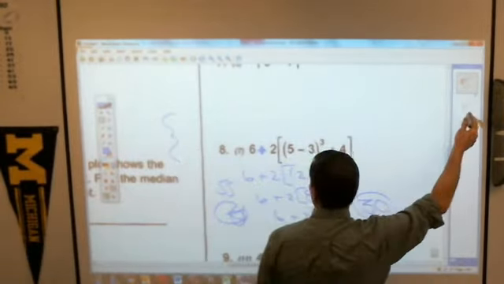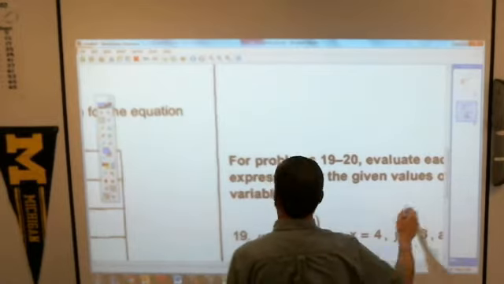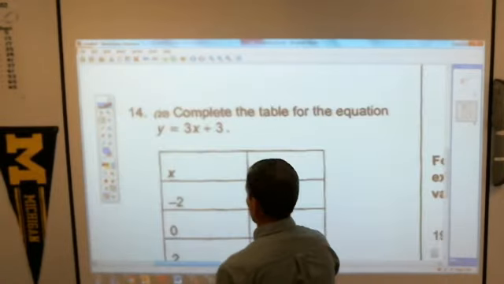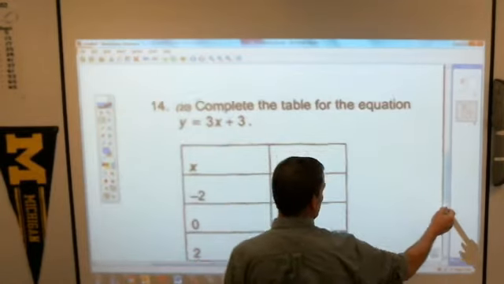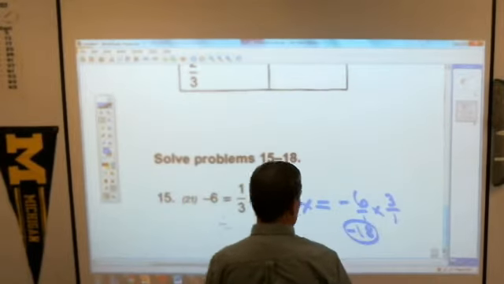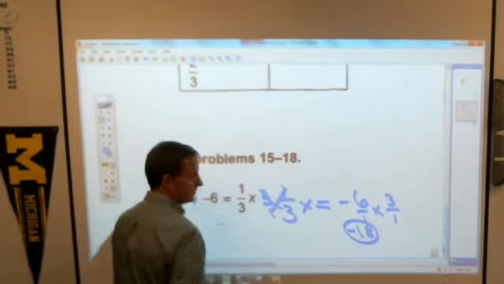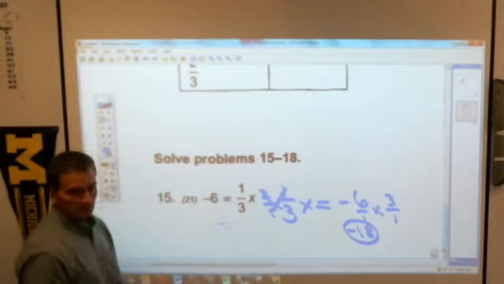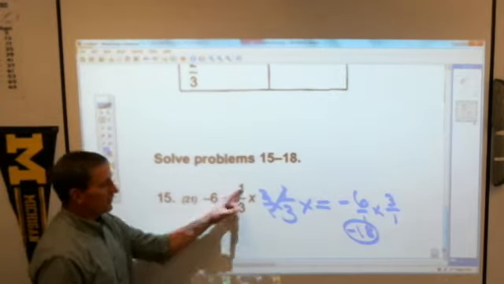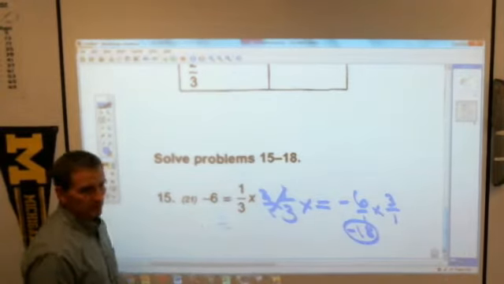Which one was 15? Up here, across. What was the question? I just wanted to see if I... Just got a fraction in front of the letter, so you just multiply.